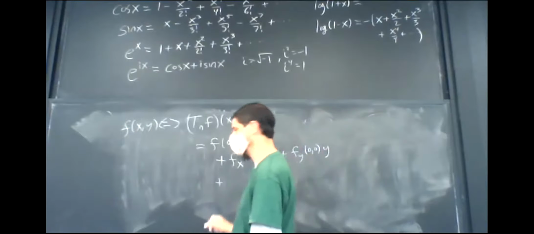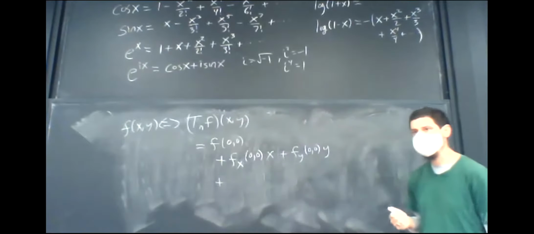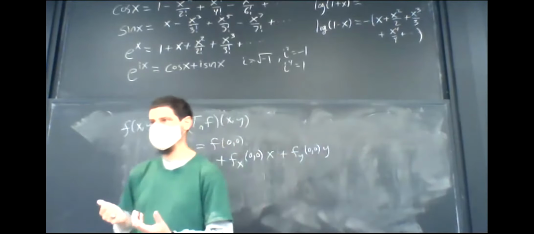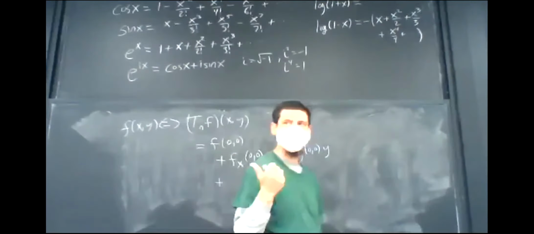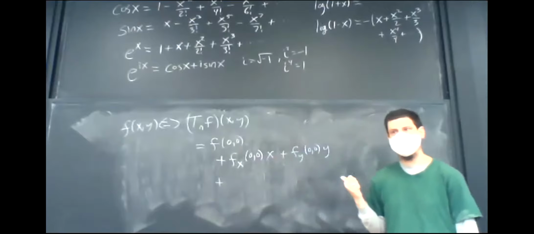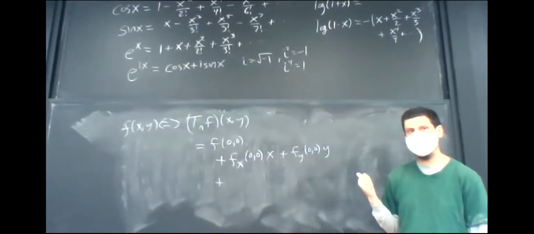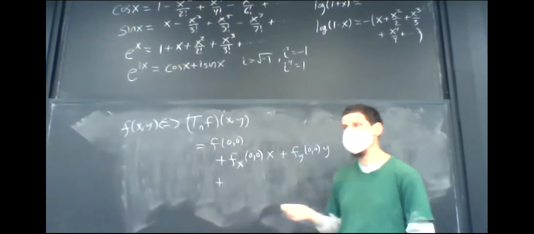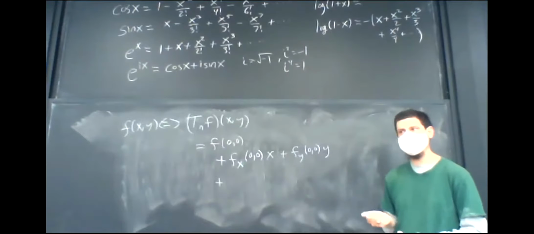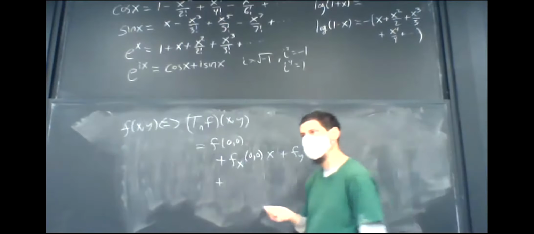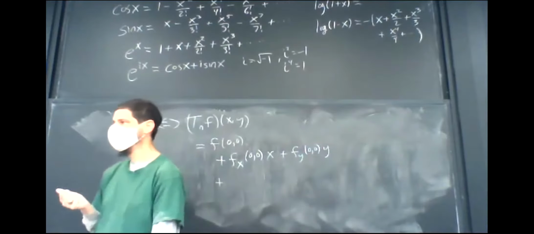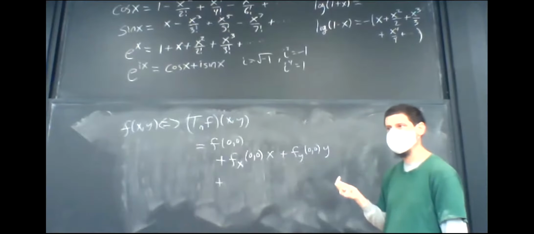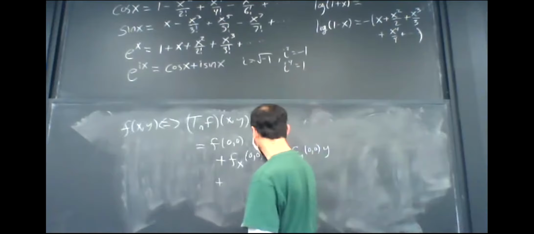Now I can look at the degree 2 terms. So how can I get a degree 2 term involving x and y? What are the ways I can have x and y combined and have something of degree 2? The degree is going to be the sum of the exponents of x and y. So how can I combine x's and y's and have something of degree 2? I could have x squared. What else could I have? xy, and what else could I have? y squared.